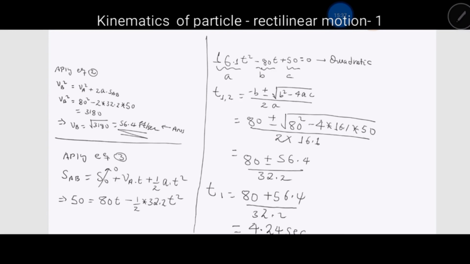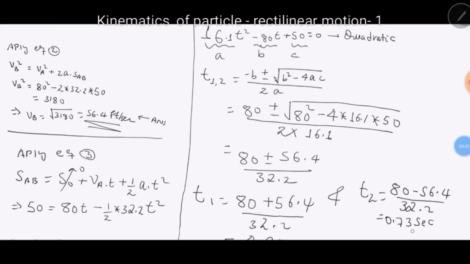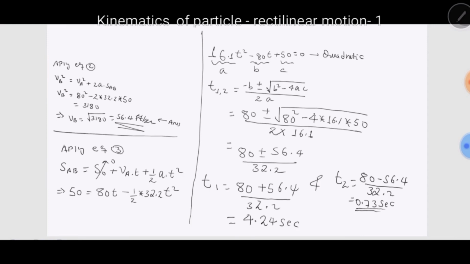Now, which time will be our answer? Now we have 2 times, both are positive. Since both are positive, they have possibilities to be the answer. But the first time, that means the shorter time, is 0.73 seconds. That means this time is just for the upward direction before it reaches point C. But the longer time is when the ball returns back from point C to point B. That means the longer time will be our answer.